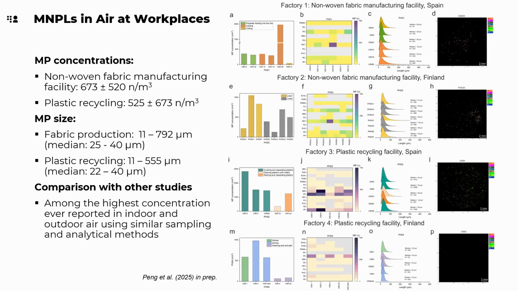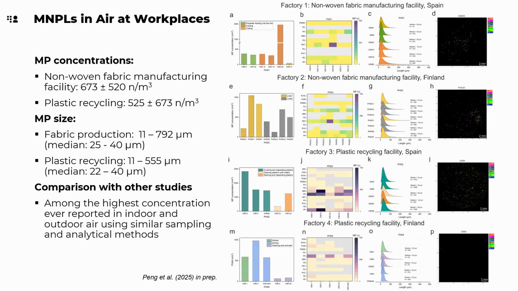And these are some examples of the results. This is the concentration of microplastics. You see the numbers there, the number of particles, the average size of the particles that we found. And surprisingly, this was among the highest concentrations that were reported in indoor environments using similar sampling and analytical methods. The main plastic type that was found in the textile industry was PET, and the main plastic type that was found in the recycling industry was polystyrene.